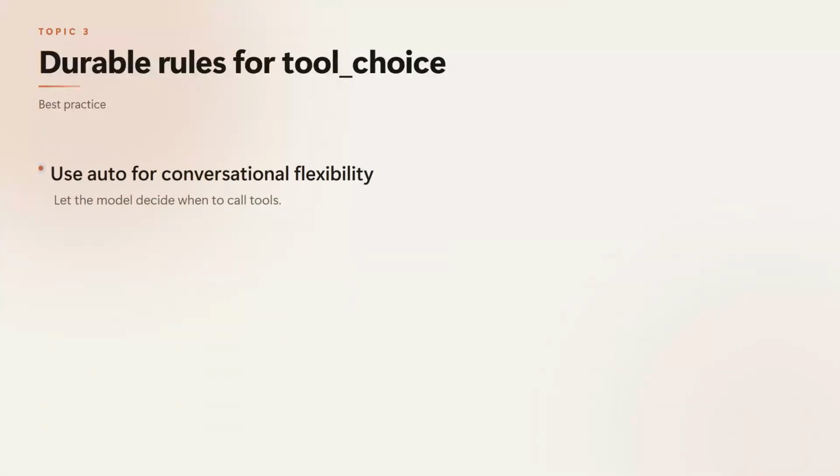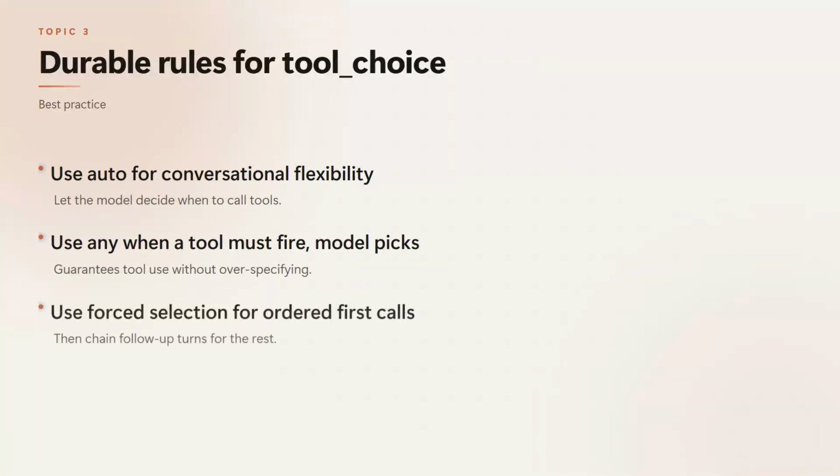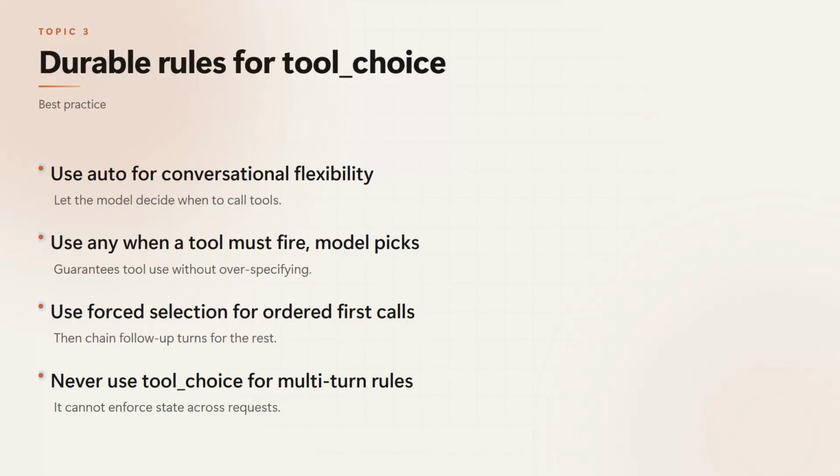The durable rule: tool choice is a per-request control. Use it to shape a single turn: auto for flexibility, any for guaranteed tool use with model choice, forced selection when a specific tool must run first. But the moment your rule spans multiple turns, tool choice is the wrong tool. Reaching for it to enforce a business rule like identity before refund is the trap, because it bypasses the language understanding you are paying for and gives you a brittle, false security.